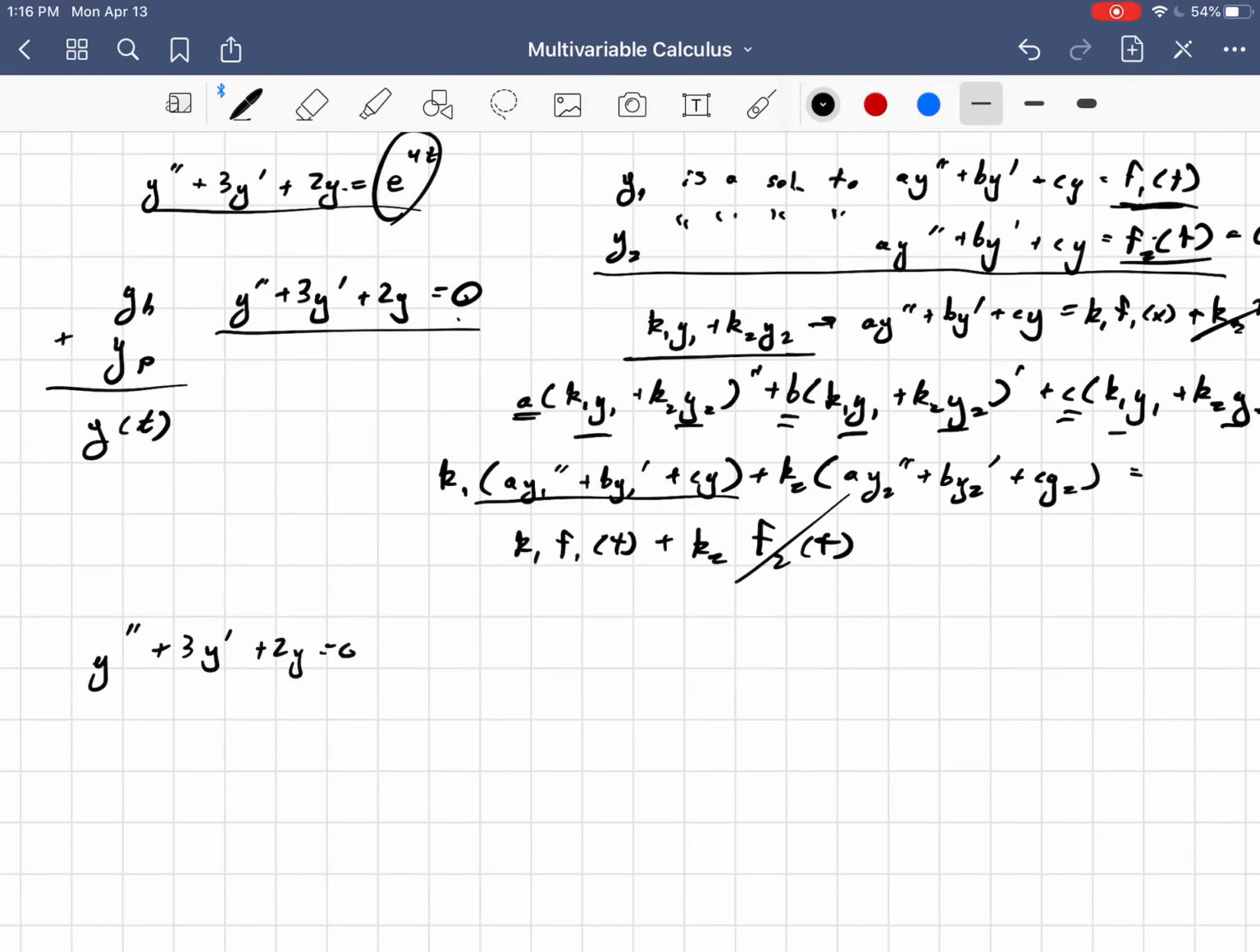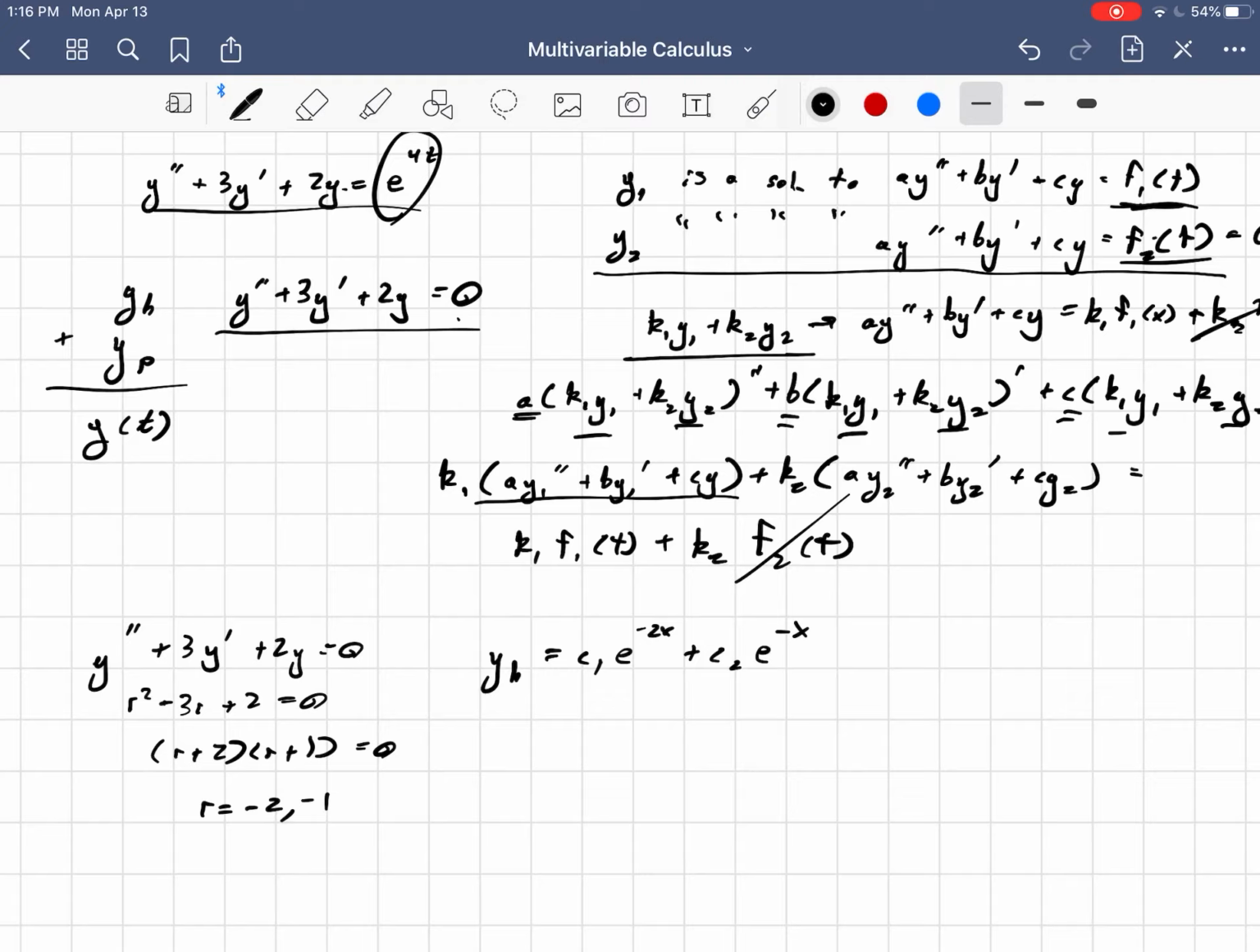The homogeneous solution is really easy, right? We've already done that, and we should probably find that first. It's y double prime plus 3y prime plus 2y equals 0. So the auxiliary equation is r squared plus 3r plus 2 equals 0. So (r plus 2)(r plus 1) equals 0, and r is equal to -2 and -1.